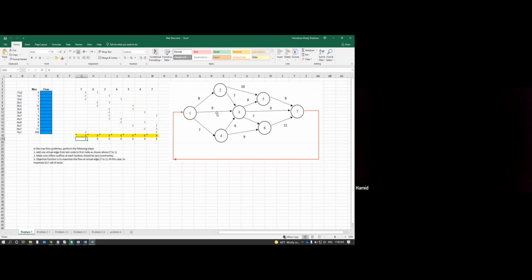Let's look at 5. In point 5, you have 2 inflows from 3 and 2, and 1 outflow to 7. So from 2 and 3, you have a coefficient of 1. From 5 to 7, you have a coefficient of -1. This formula takes care of their summation. The summation of inflow and outflow should be 0.